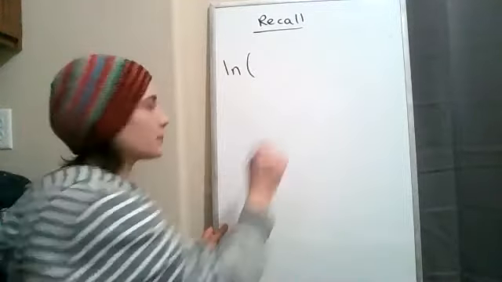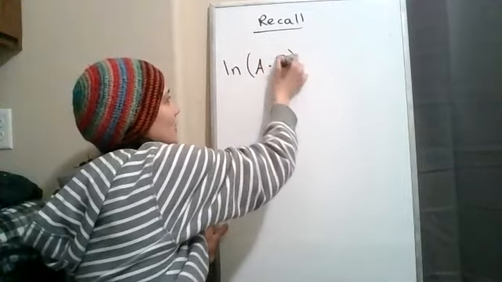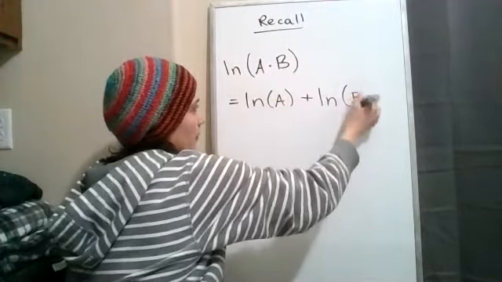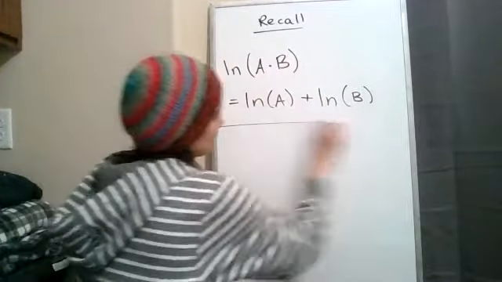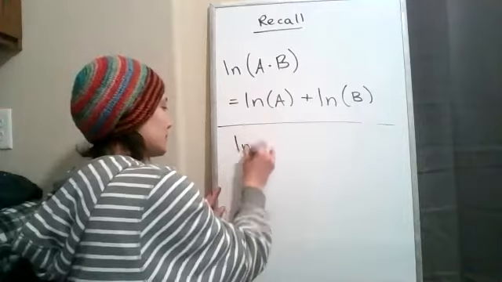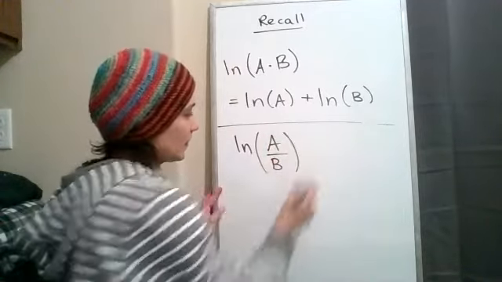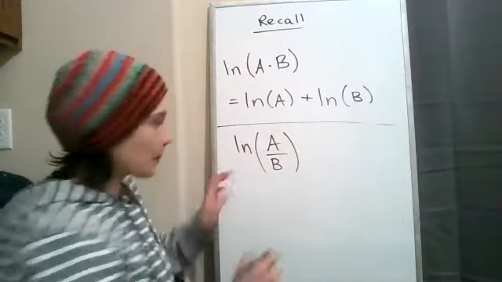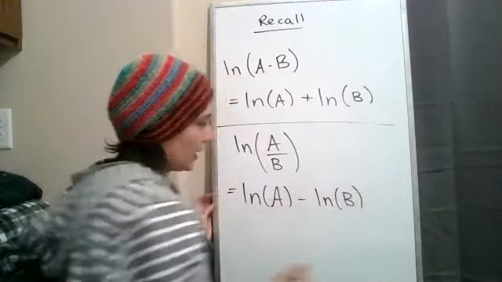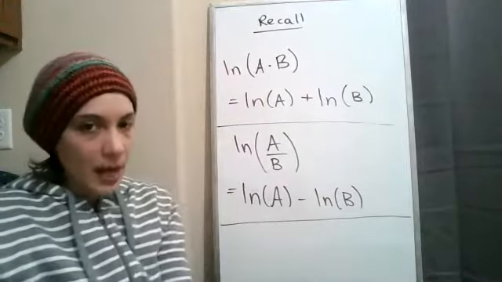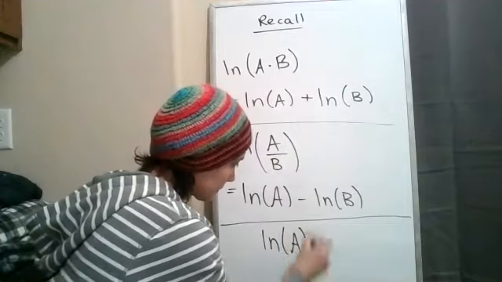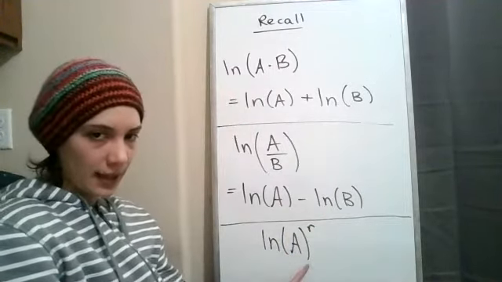Ln of A times B is equal to ln of A plus ln of B. Ln of A divided by B is ln of A and then subtract ln of B. And we use the power rule, so ln of A to a power R is R times ln of A.